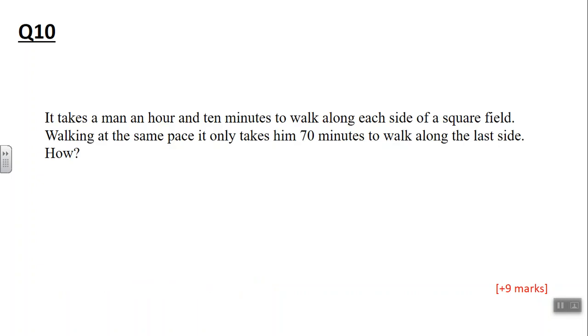Number 10. It takes a man an hour and 10 minutes to walk along each side of a square field. Walking at the same pace, it only takes him 70 minutes to walk along the last side. How? Read the question carefully, remember. Use your conversions and you'll be able to solve it.